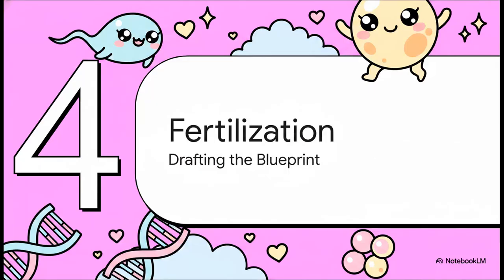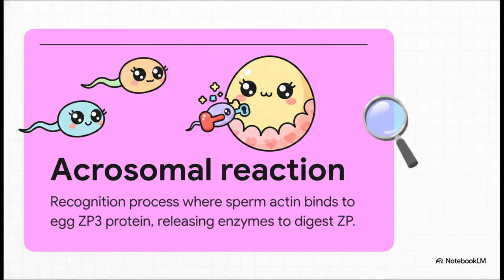Which brings us to Section 4, fertilization and conception, or drafting the blueprint. What happens if implantation is destined to occur? Let's get right into the inciting incident of our epic biological quest. The absolute crucial point to understand here is that fertilization is not just some random physical collision. It is a highly specific biochemical lock-and-key mechanism called the acrosomal reaction. The sperm's actin literally has to bind perfectly to a specific protein on the egg called ZP3. This mutual recognition is what ensures that the sperm and egg are a perfect same-species match.